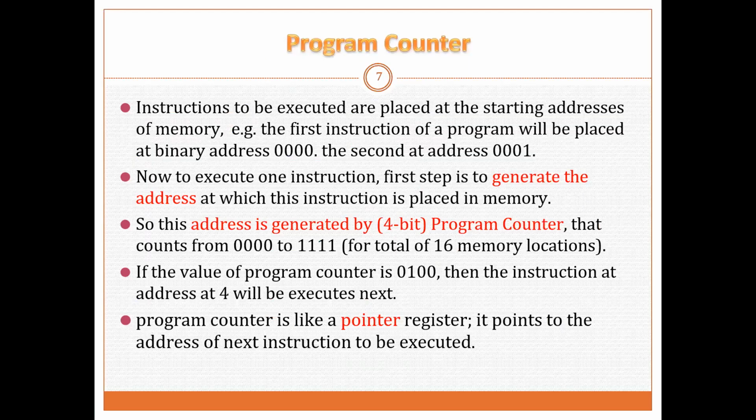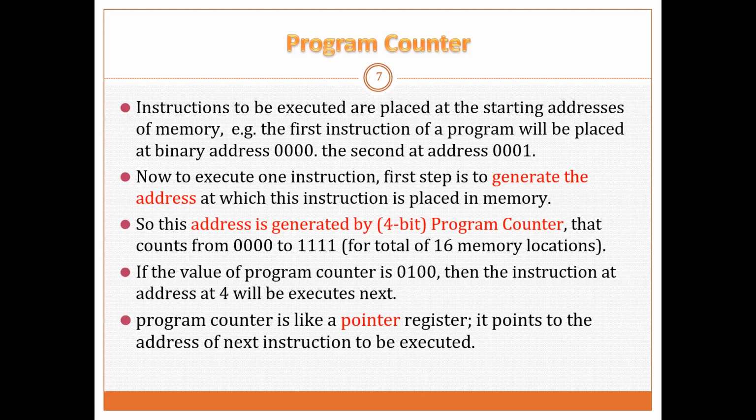Program counter. Instructions to be executed are placed at the starting addresses of a memory. The first instruction of a program will be placed at binary address 0000. The second at address 0001. Now, to execute one instruction, first step is to generate the address at which this instruction is placed in memory.